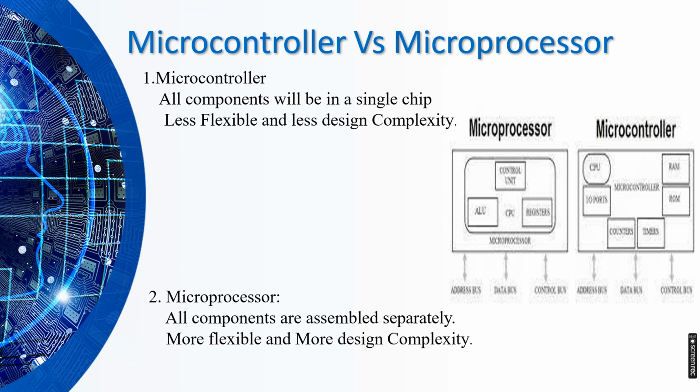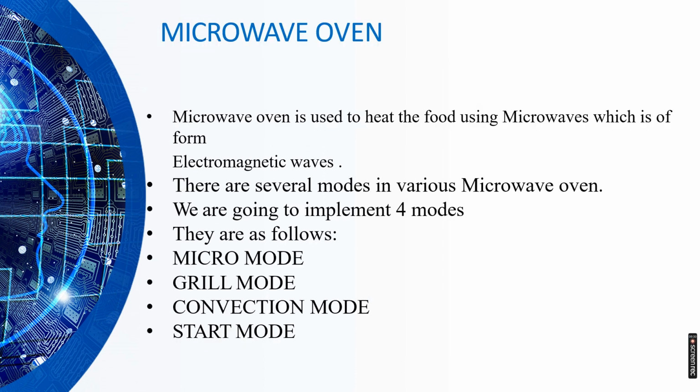In the figure we can see that the ALU, control unit and registers are all in the CPU, which is a microprocessor. In a microcontroller, all these units including the CPU are in a single chip, while in a microprocessor all the others are assembled separately. Each has its own pros and its own cons.